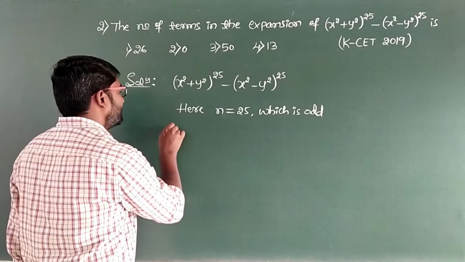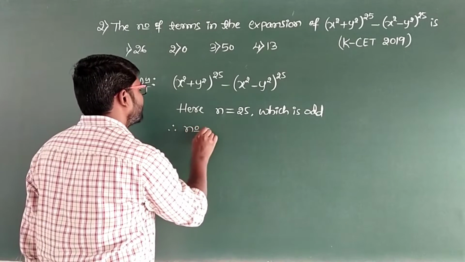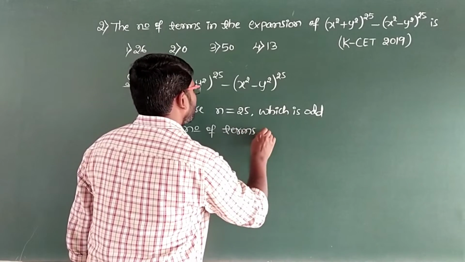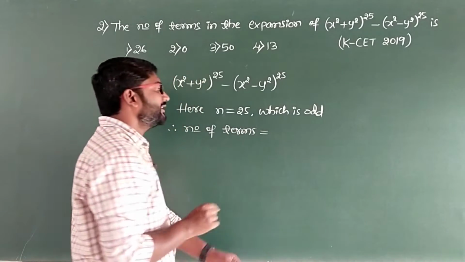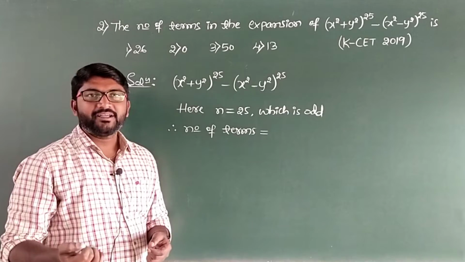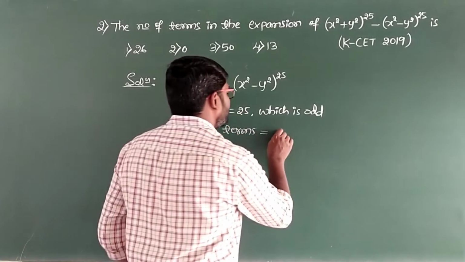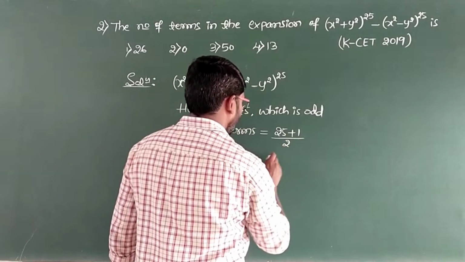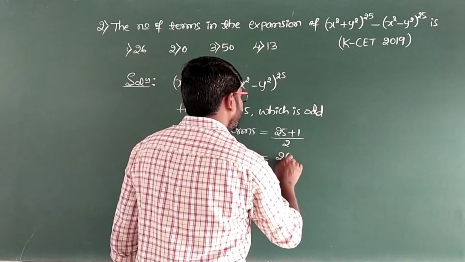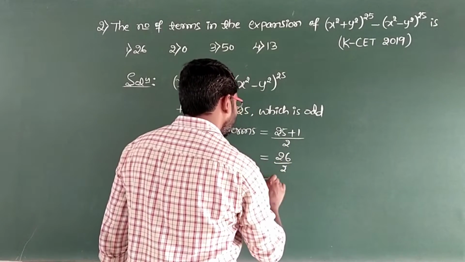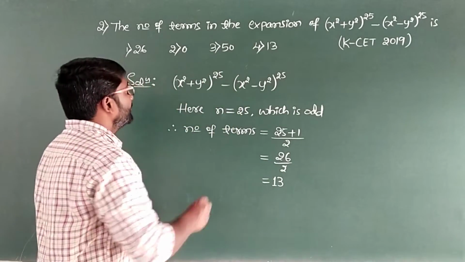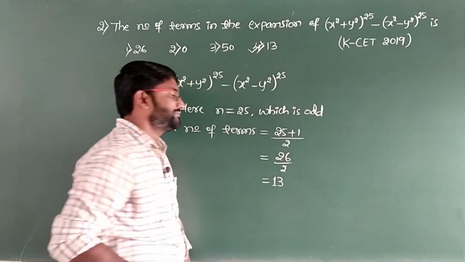Therefore the required number of terms, what was the formula? N plus 1 divided by 2. N means it is 25. 25 plus 1 divided by 2. So it will be 26 by 2. So we get 13. Search for the options now. Option 4 is the correct answer.